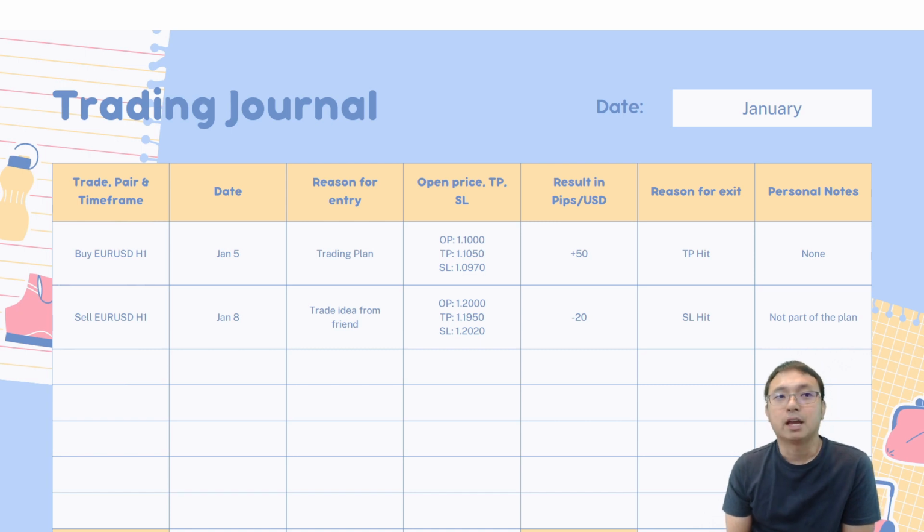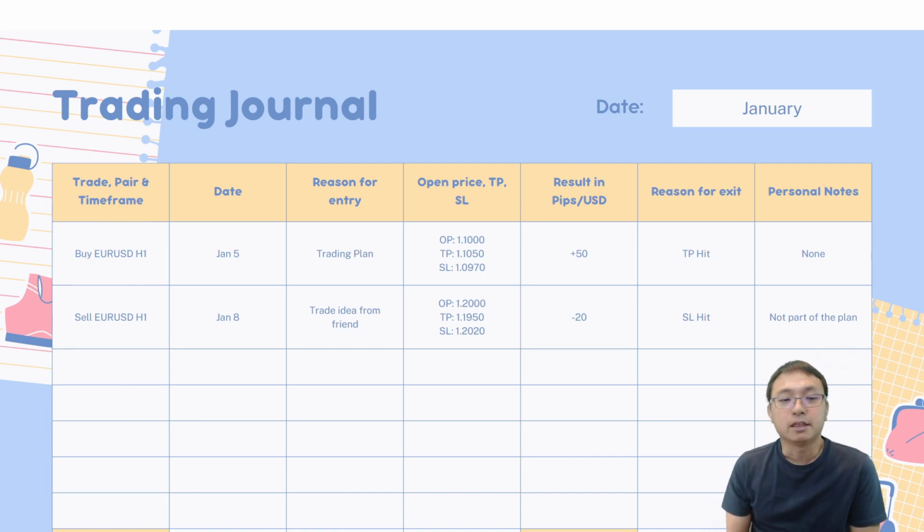Okay? And then pag natapos na yung trade, edit mo yung entry mo, sabihin natin ano yung result. Result is 50 pips. Okay? Bakit ka nagkaroon ng 50 pips? Because my TP was hit. What's the reason for exit? And personal notes. Sinunod ko yung plano ko.